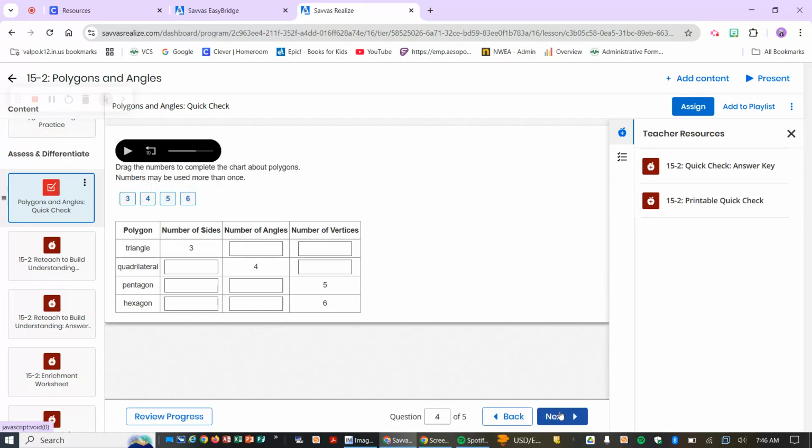Number 4, drag the numbers to complete the chart about polygons. Numbers may be used more than once. Now, remember, the number of sides is equal to the number of angles is equal to the number of vertices. Fill in the chart. You need to put the right numbers in all the spots to get this one correct. Hint, the number of sides, the number of angles, and the number of vertices is equal for a shape.